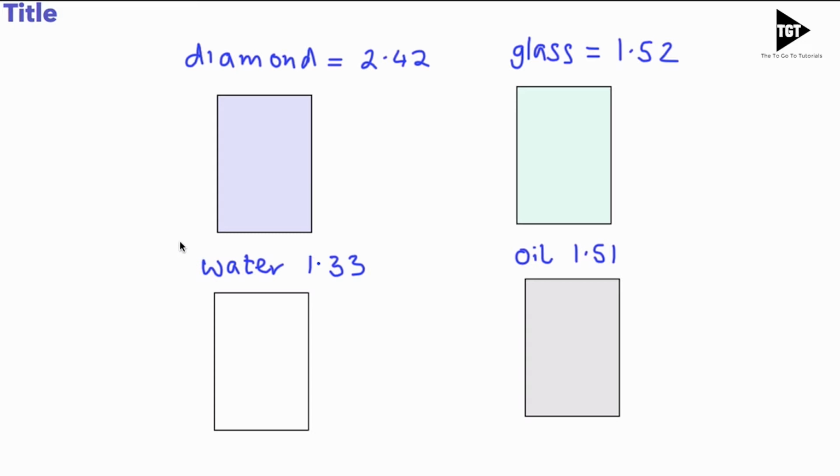It's probably worth just having a look at some values for some different materials. We can have water, oil, glass and diamond, and these are the refractive indexes of these materials. So diamond's got quite a high one, 2.42, glass is 1.52, water 1.33, oil 1.51. Okay, so they don't have units because they are ratios, and these are the kinds of figures that we look at when we're talking about refractive indexes, and you should be able to work out the refractive index of a material given the values that we've just talked about in this video.